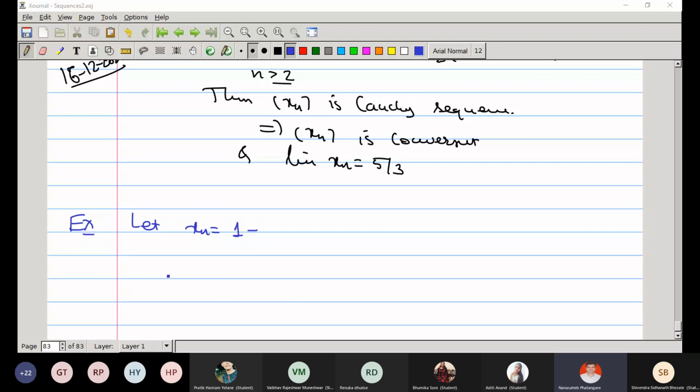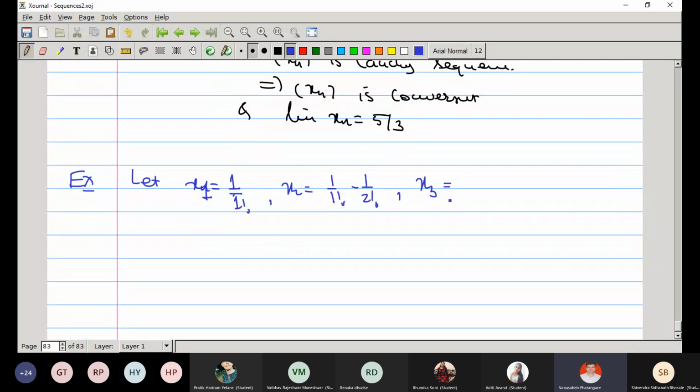So, okay, let us say x1 is equal to 1 upon 1 factorial. So, x1 is equal to 1 upon 1 factorial. x2 is equal to 1 upon 1 factorial minus 1 upon 2 factorial. x3 is equal to 1 upon 1 factorial minus 1 upon 2 factorial plus 1 upon 3 factorial. Right. In this way we define xn.